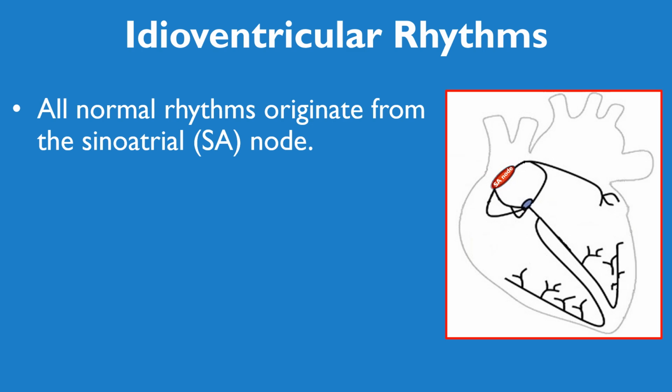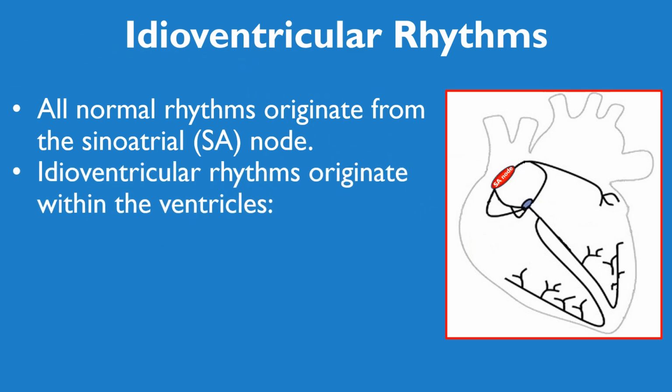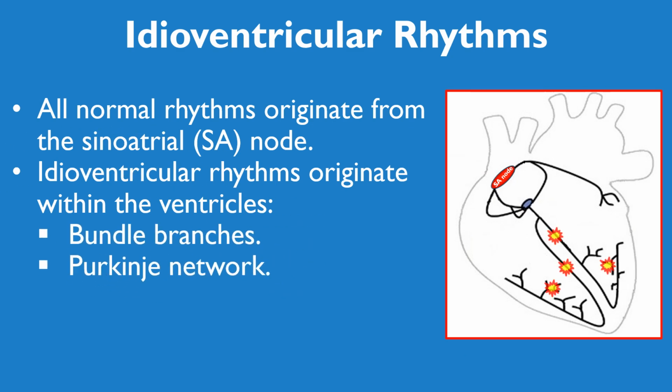All normal rhythms originate from the sinoatrial node or the SA node. Ventricular rhythms originate within the ventricles, and those locations can be anywhere within a bundle branch or within the Purkinje network, but it will be outside of the SA node, and it's considered to be an ectopic rhythm.